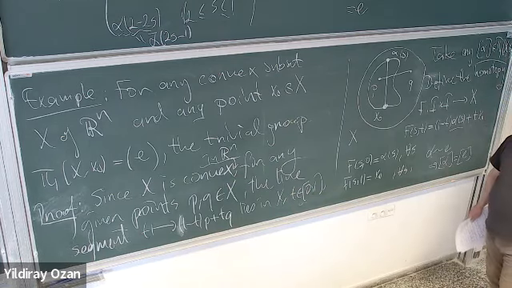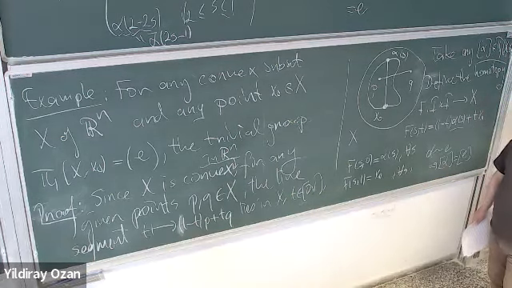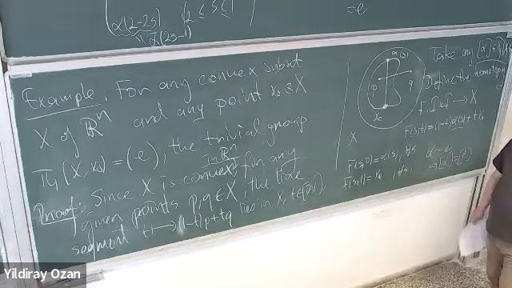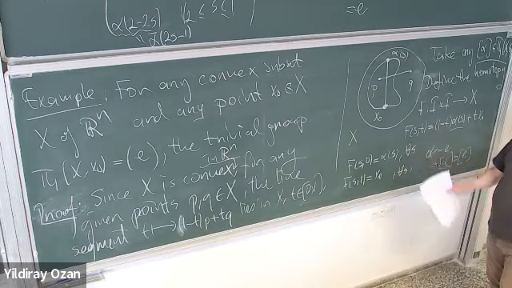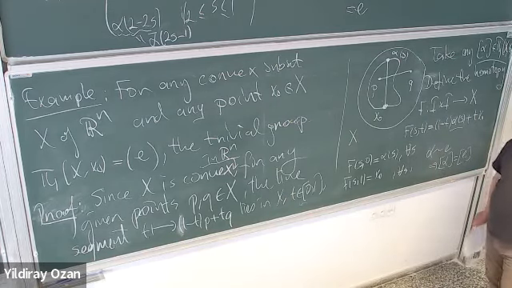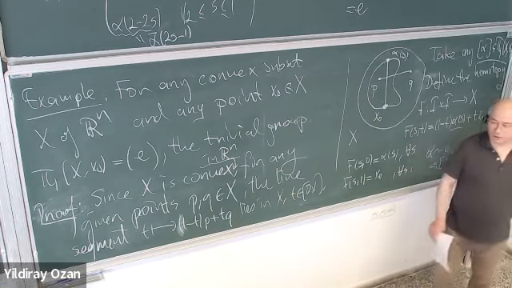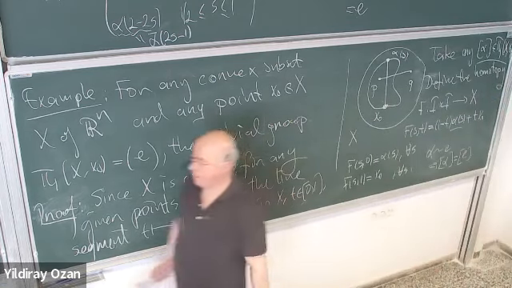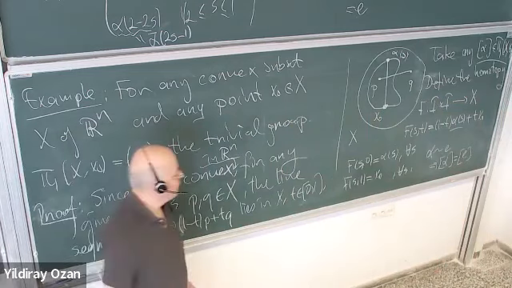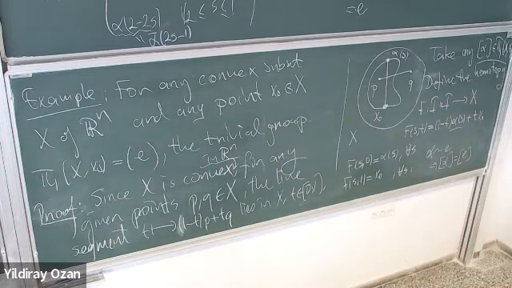No, that's not true. For example, the circle is arcwise connected, but its fundamental group is not trivial. So this proof breaks down there. For the circle, it doesn't work. Why doesn't it work?